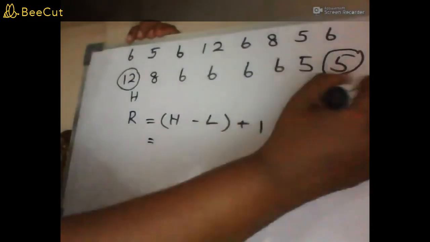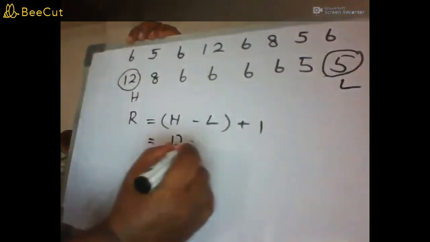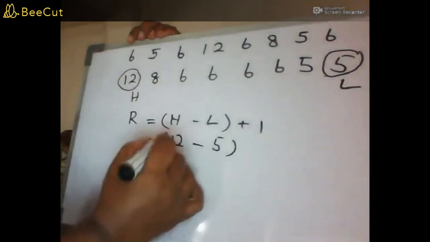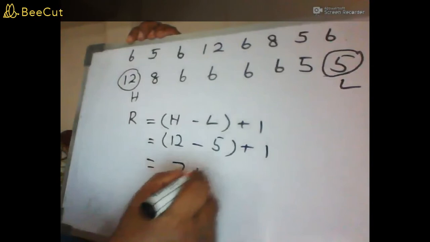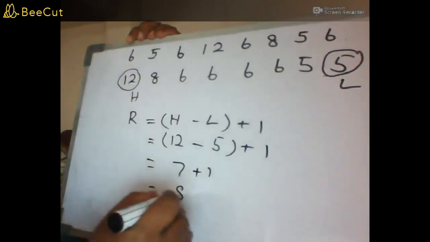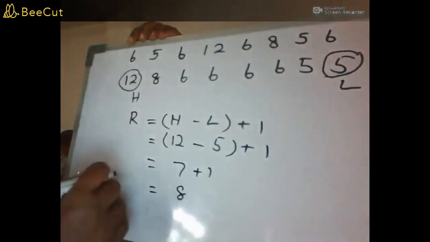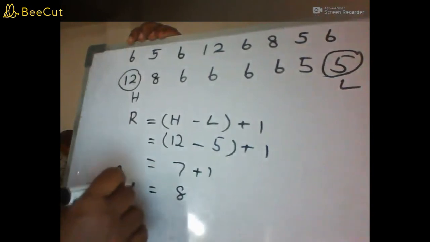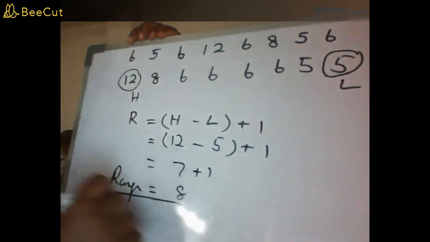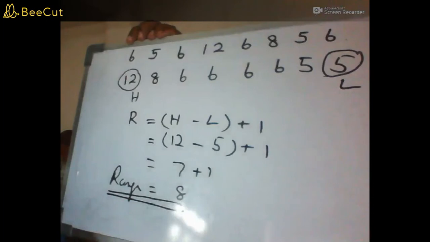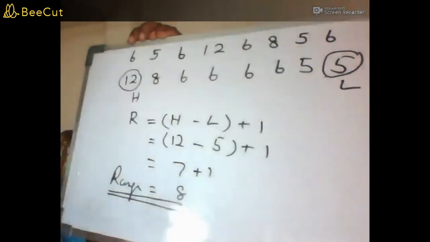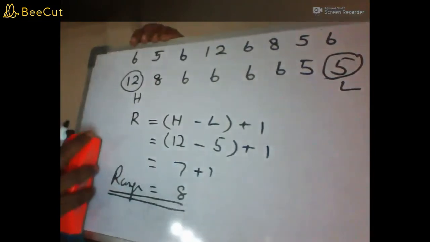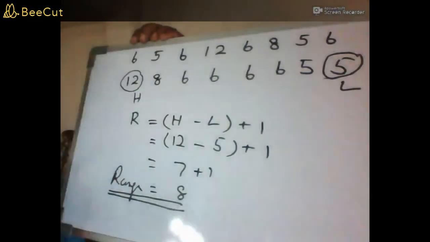Highest, lowest. So 12 minus 5 plus 1. 7 plus 1. So that is 8. So our answer, range equals 8. That's the answer. Alright, highest minus lowest plus 1. That is for discrete data.